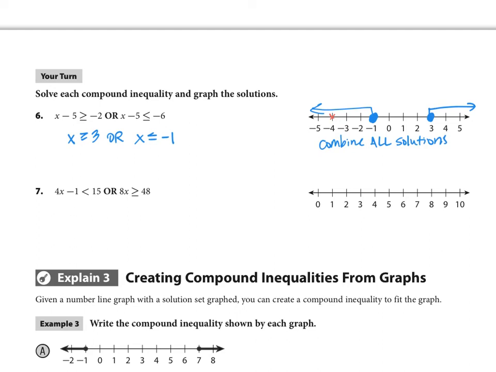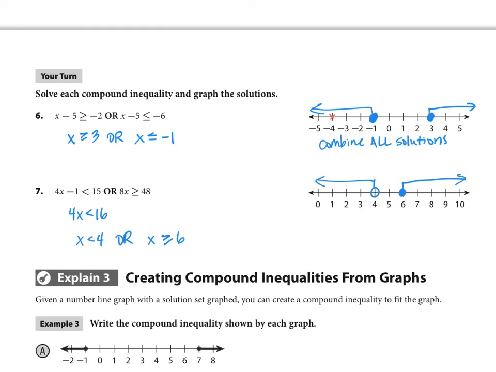Okay, the very last problem here, number 7. Let's just go through and solve it. Add 1 to both sides. We get that. And so x is less than 4. Or, when we solve the other one, divide both sides by 8, and x is greater than or equal to 6. So at 4, x is less than 4. So that's how I graph that. And x is greater than or equal to 6. And that's how we graph it. And I don't do anything else. There's no shading that needs to happen.